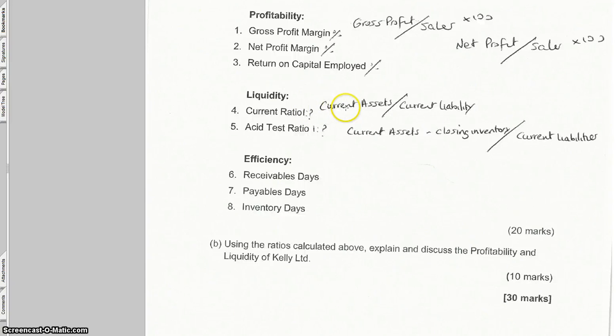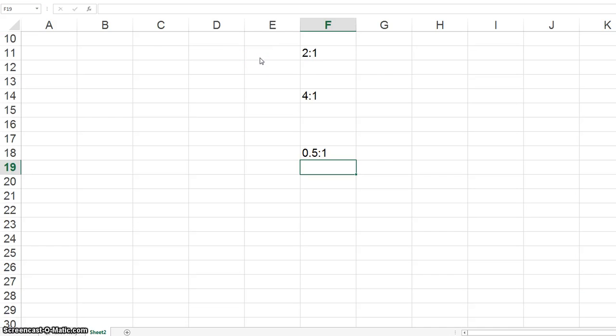So if our current assets were twice as big as our current liabilities, the answer would be 2 is to 1, which just means your current assets are twice as big. If our current assets were 4 times bigger, the answer would be 4 is to 1. If our current assets were smaller than our current liabilities, then the answer would be 0.5 is to 1. So once the current assets are smaller, the first number is going to be below 1.